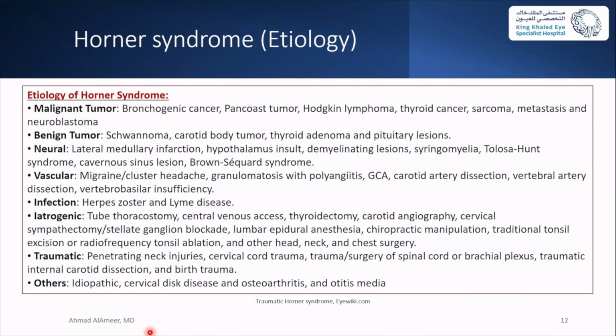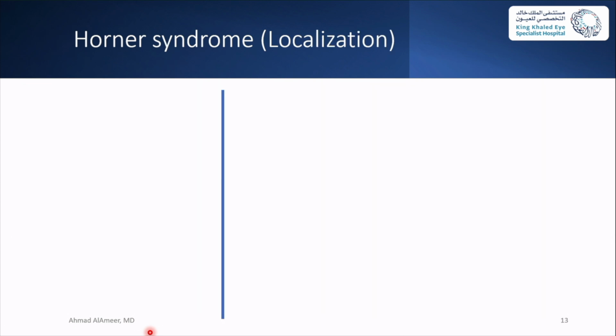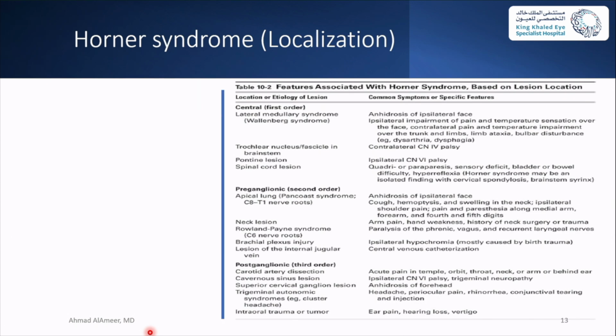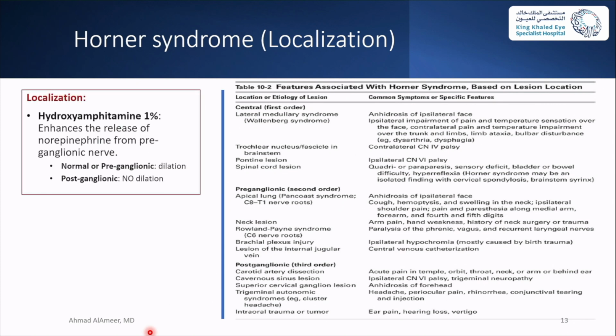I get this from iWiki, so you can go back to iWiki and find these differentials. Localization: you can do the hydroxyamphetamine test 1%, which is not readily available. Again, the same as the cocaine test, it can differentiate preganglionic from postganglionic. Again, this is textbook, not practical, because the textbook mentions that postganglionic is benign and preganglionic is malignant or severe, but this is not correct. ICA dissection is postganglionic, and it's a real emergency.